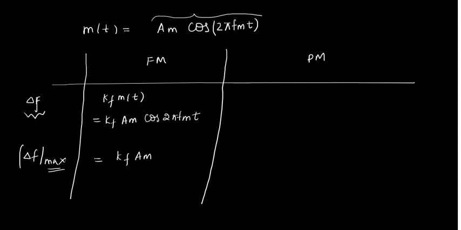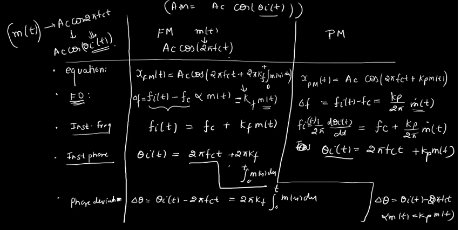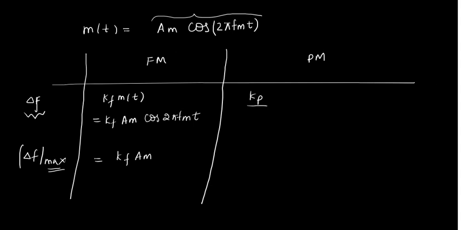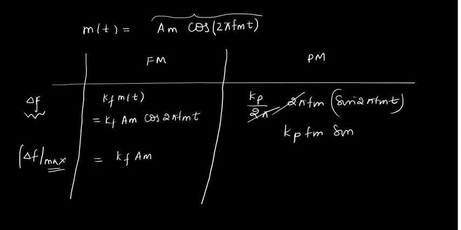And what would be the frequency deviation for PM? Kp by 2 pi, you differentiate it, right? So 2 pi fm sine of 2 pi fm t. So Kp Am fm sine of 2 pi fm t. So what would be the peak value or maximum frequency deviation for PM? It will be Kp Am fm.